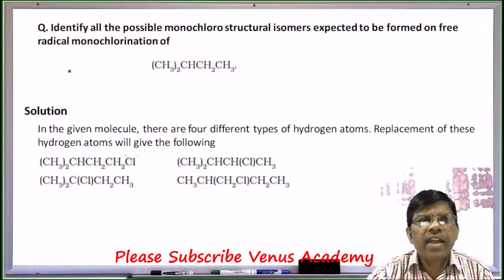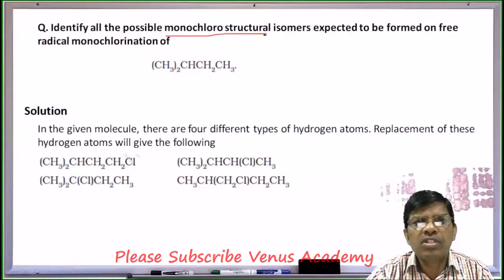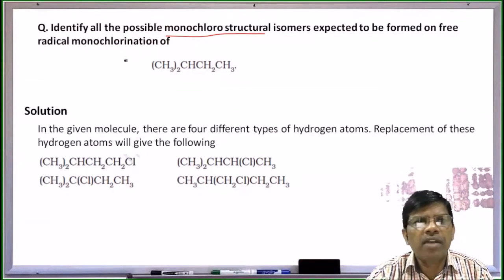Identify all the possible monochloro structural isomers expected to be formed on free radical monochlorination. So it is very simple. Monochlorination: 1-chloro, you can make this 2-chloro. Here also you can form.